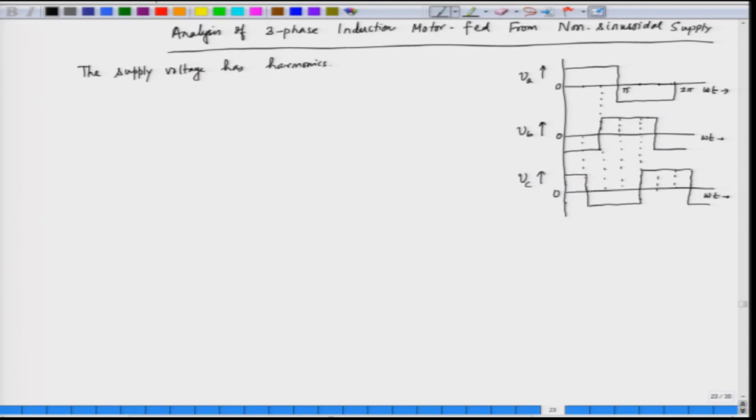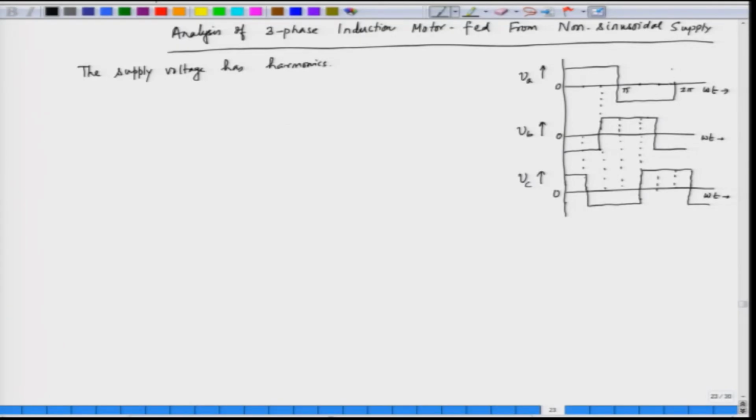So, square waves means they have harmonics other than the fundamental. So, we can have Fourier series to separate the fundamental, the third harmonic, the fifth harmonic, the seventh harmonic and so on. This waveform which is a square wave will have all odd harmonics. So, usually the voltage has odd harmonics due to quarter wave symmetry.